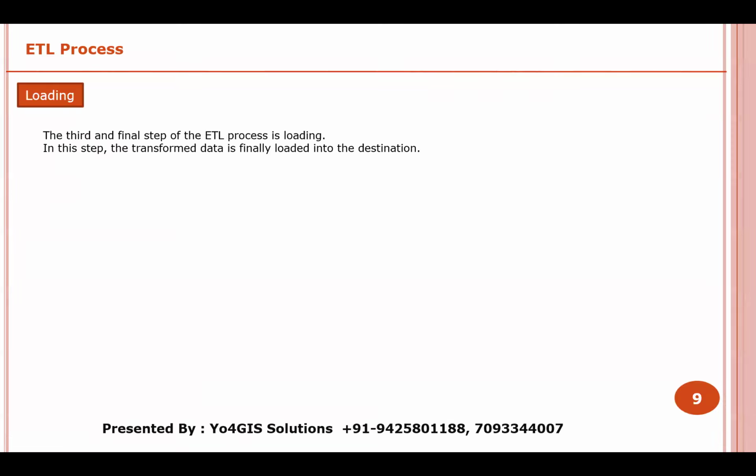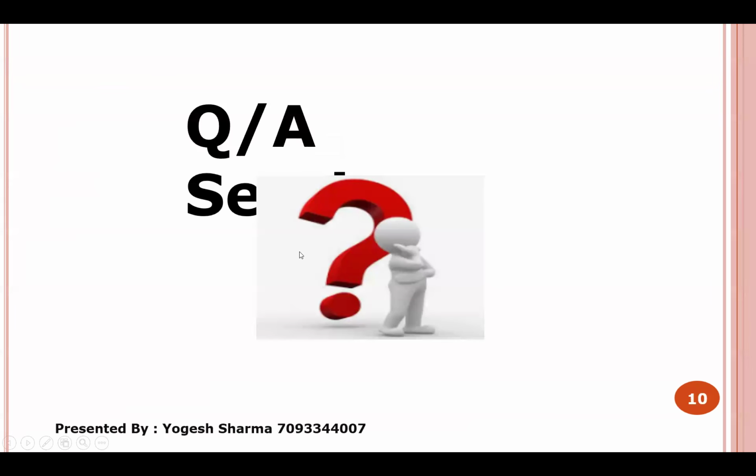Then finally we will have the loading. Loading means whatever data we have cleaned and filtered, that data we are going to load, and finally it will go to the destination. So this is basically the process or flow of spatial ETL. Why do we require spatial ETL? What is spatial ETL and what are the different types of spatial ETLs available?